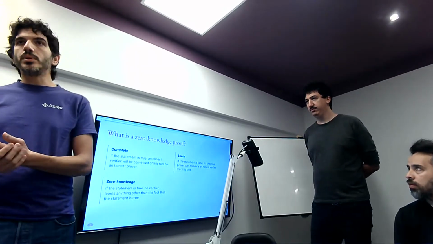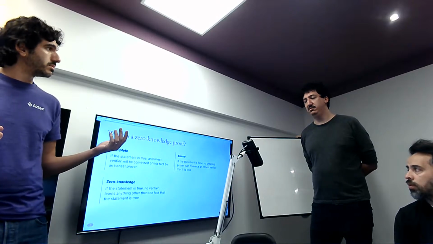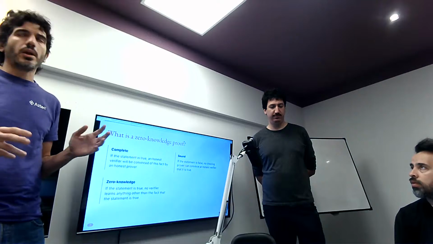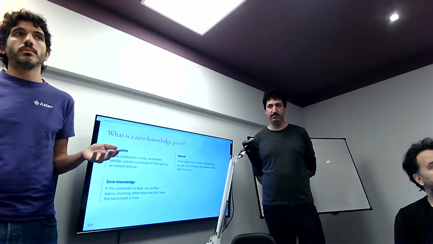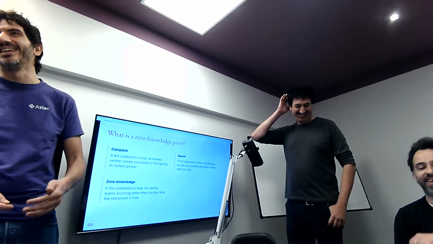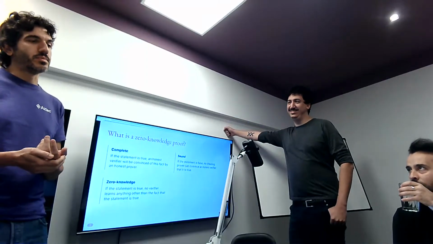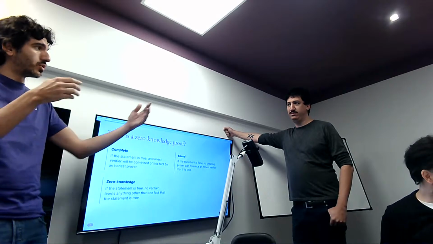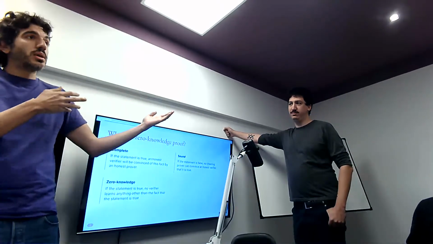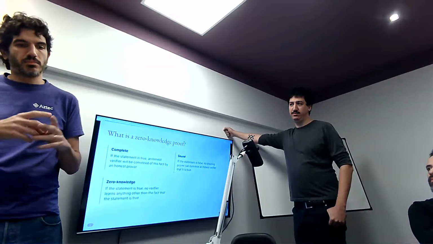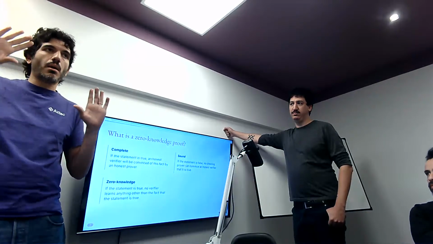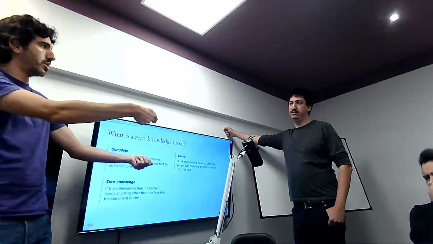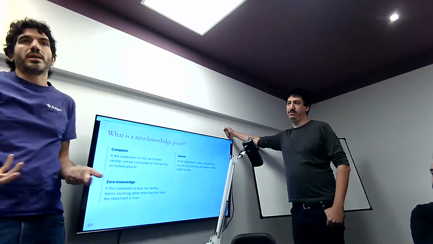A classical example could be Where's Waldo? Everyone familiar with Where's Waldo? Okay. For instance, if I have a picture of Where's Waldo and I know where Waldo is and I want to convince him that I know it, but I don't want him to know where Waldo is, I can take a piece of paper, cut a little hole in it, and place it on top of the page so that only Waldo is visible. I show him, look, here's Waldo. I know where Waldo is, but he doesn't know where he is on the page.